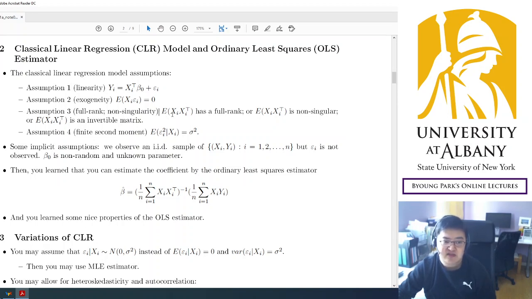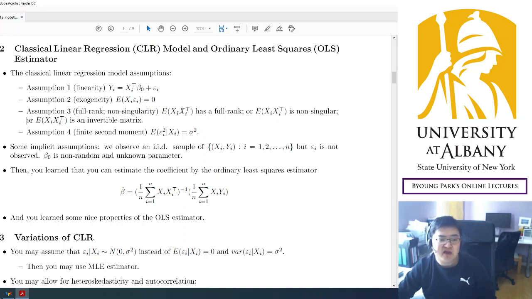So it is a non-random matrix, because expectation was taken. It is not random. It is just some kind of matrix. You can think of it as a covariance matrix. It is full rank. Full rank means it is invertible. So this is maybe the easiest way to understand this assumption. What we need is that x x prime, the covariance matrix of x, is invertible. You know what an inverse of a matrix is.